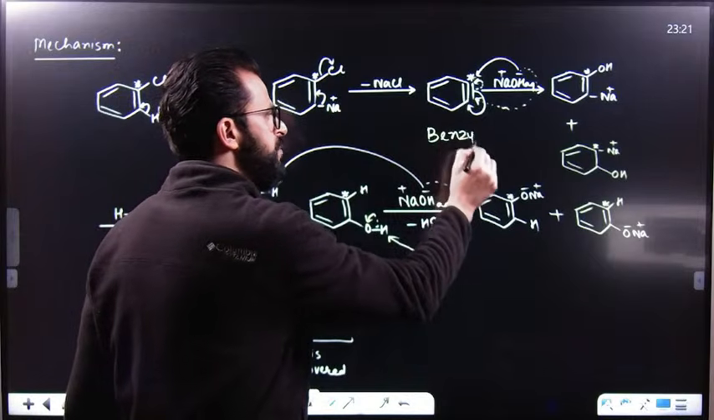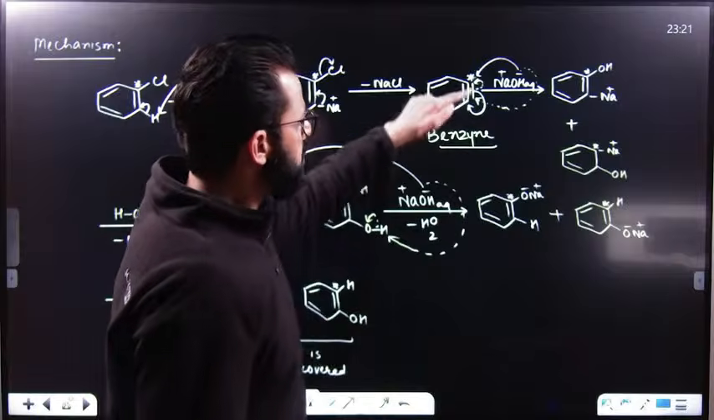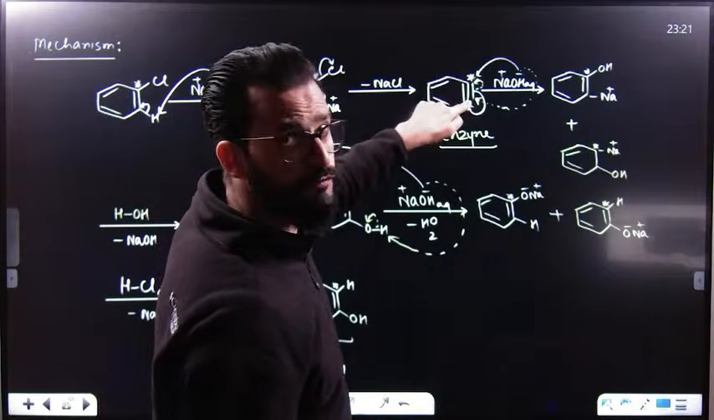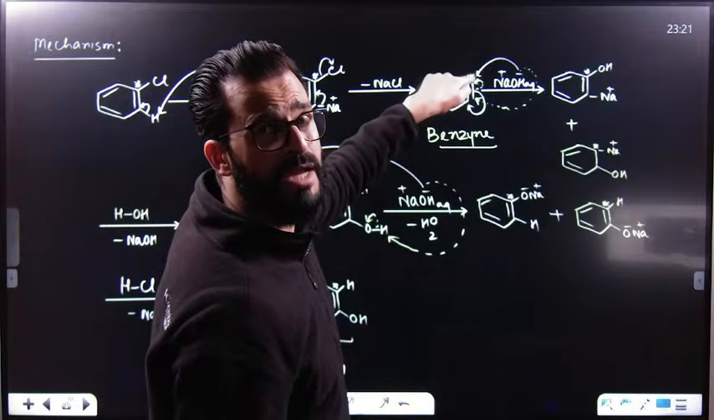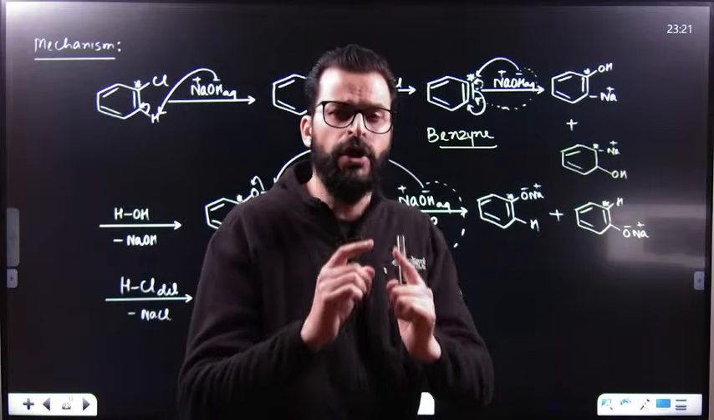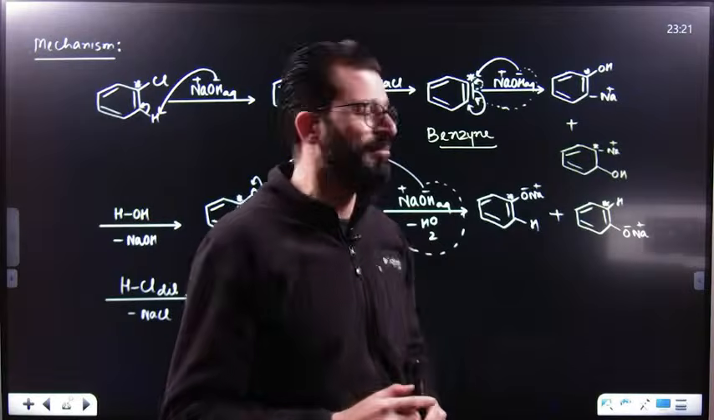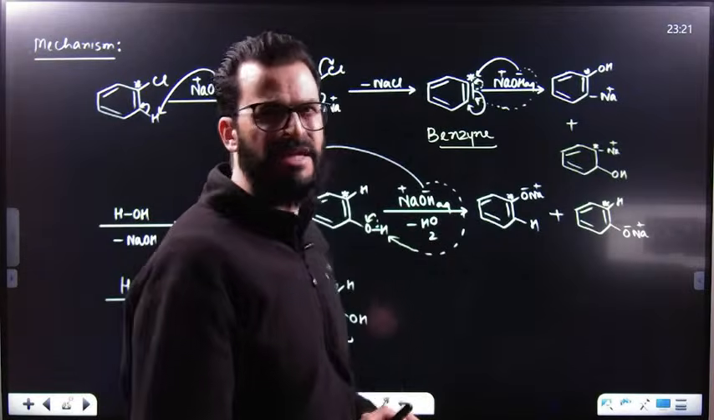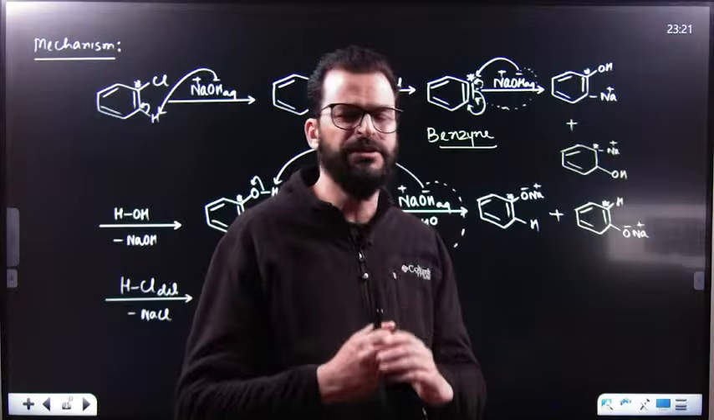The benzyne intermediate is formed. But we know this other bond is basically due to the overlap of sp2 hybrid orbitals. And we know pi bonds are generally formed by overlap of unhybridized orbitals, but here hybrid orbitals overlap. That means it is an unusual overlap. This bond is not stable.